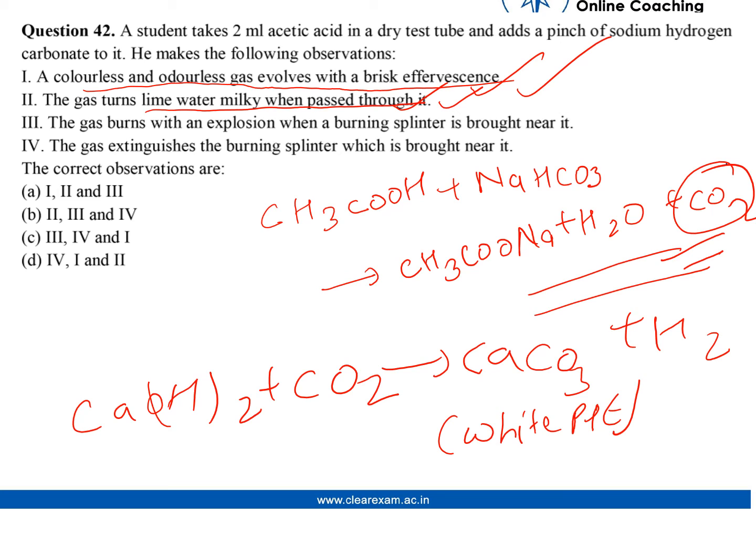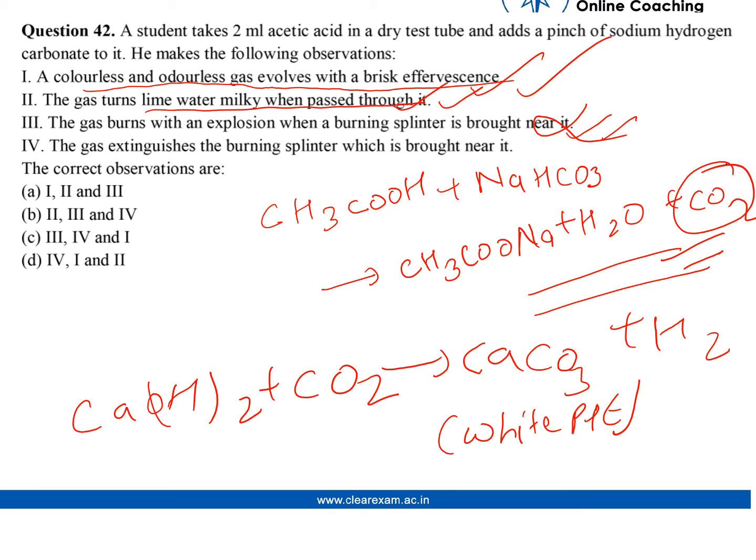The gas burns with an explosion when a burning splinter is brought near it. But CO2 is a fire extinguisher. So the third option is not correct.